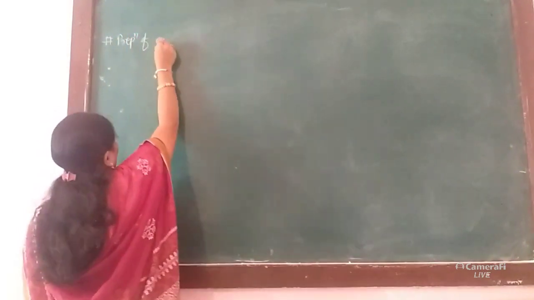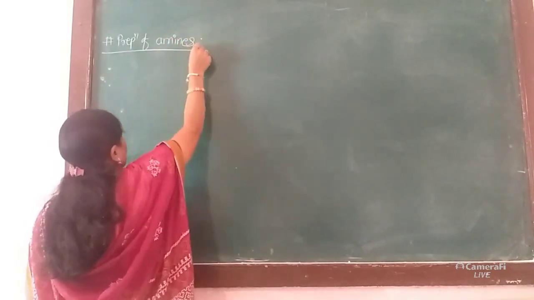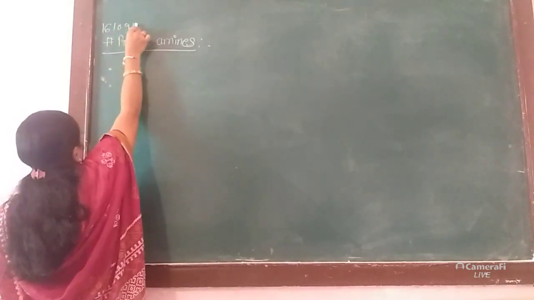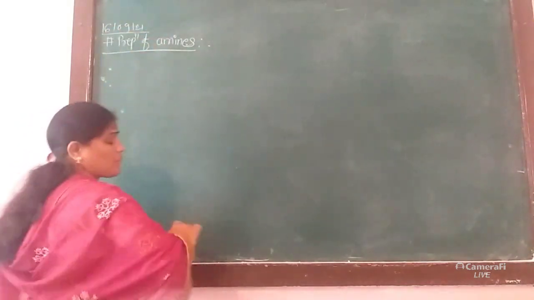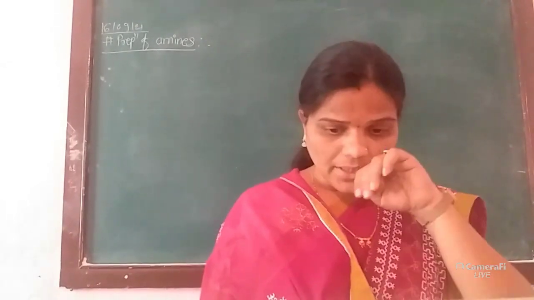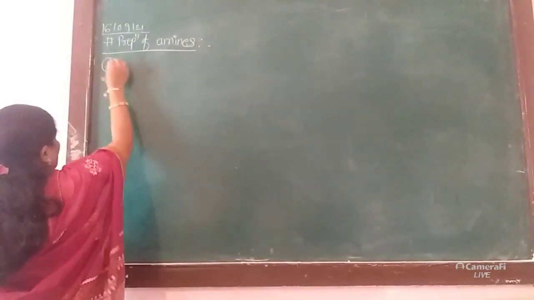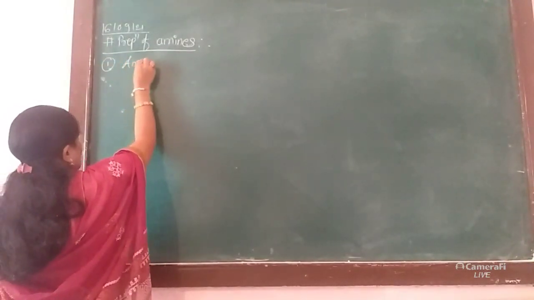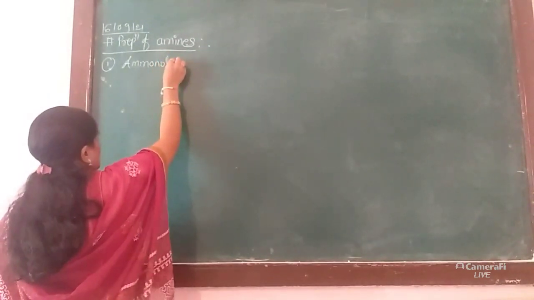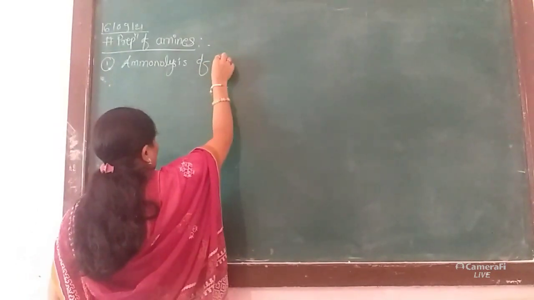Preparation of amines. Amines are prepared by different methods, in different ways. The first method we see is ammonolysis of alkyl halide.